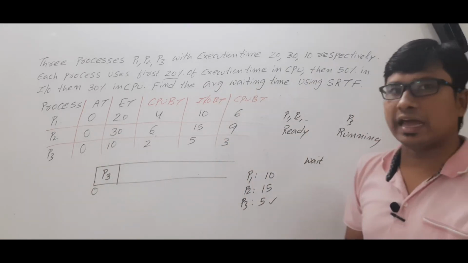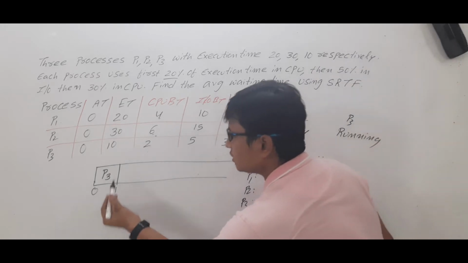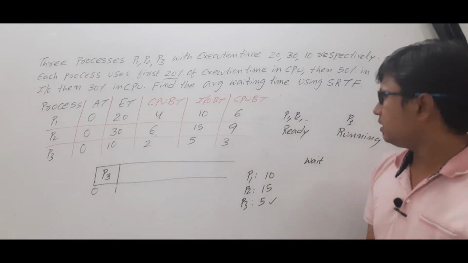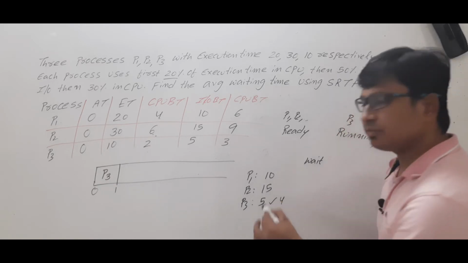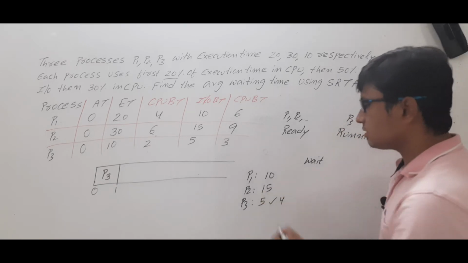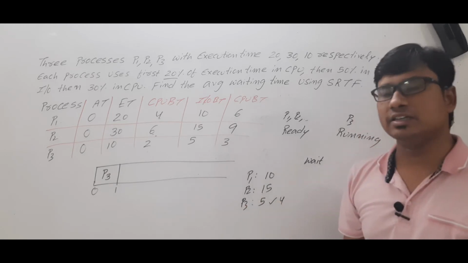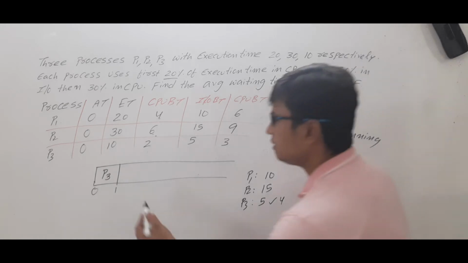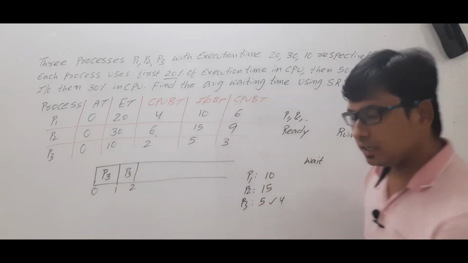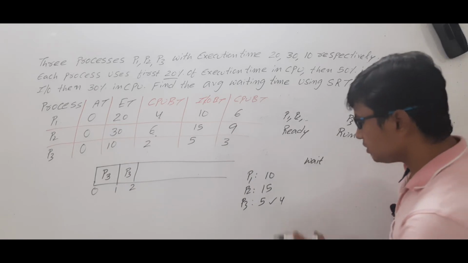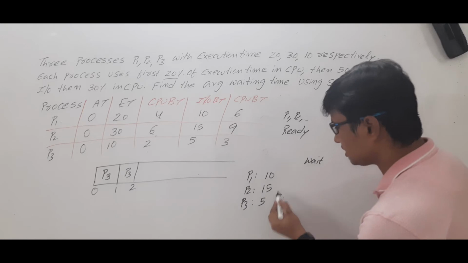Now, look here. As it is a preemptive scheduling algorithm, first it will run for 1 unit of time. If it runs for 1 unit of time, its remaining burst time will be 4, and the other burst times are 10 and 15. So process P3 still has the lesser burst time, so P3 can run for another 1 unit of time. If it runs for 1 more unit of time, the remaining burst time of process P3 will be 3.